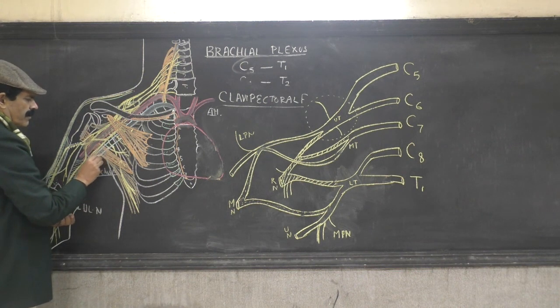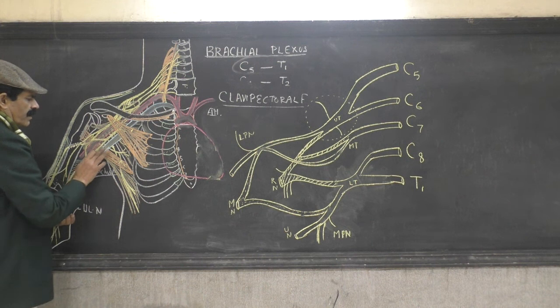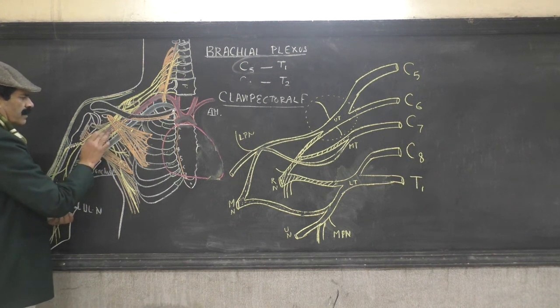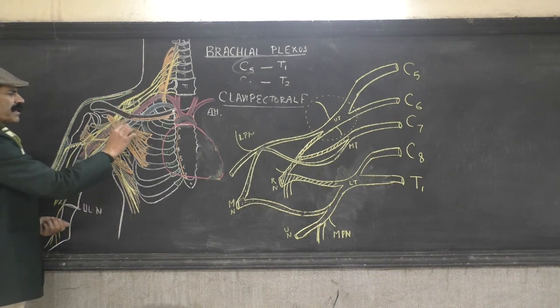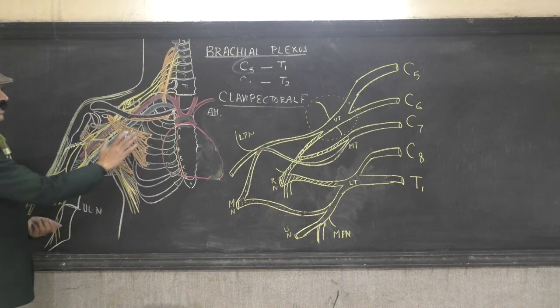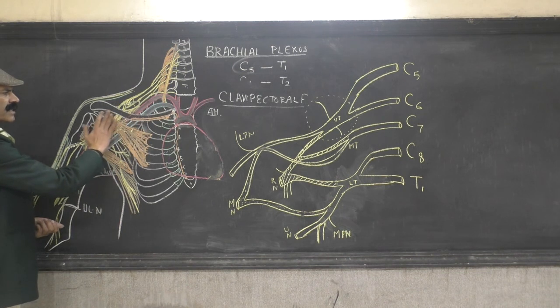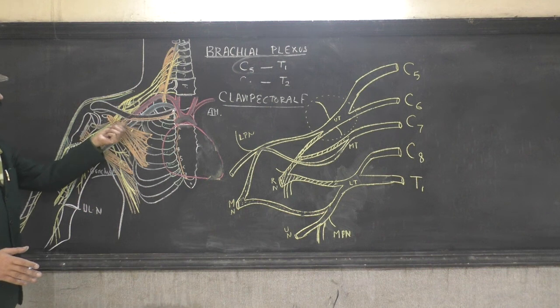So the axillary artery lies lateral to the axillary vein. Between the clavicle and the pectoralis minor, there is a chance of injury to the axillary vein, artery and the three cords of the brachial plexus. In order to protect them, there is a thickening of the deep fascia that lies over them. That is called the clavipectoral fascia.